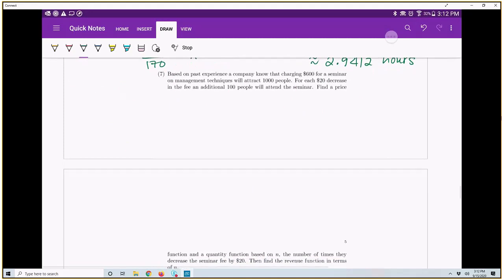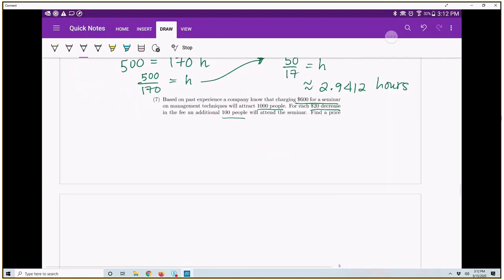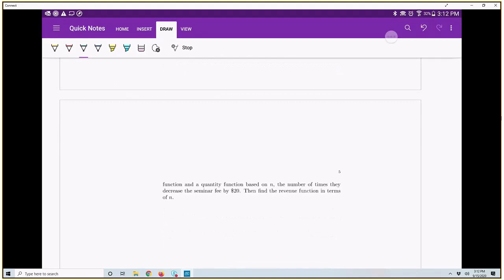Okay, now we have, based on past experience, a company knows that charging $600 for a seminar on management techniques will attract 1,000 people. For each $20 decrease, 100 additional people attend the seminar. So this question asks us to find a price function and a quantity function based on n, the number of times they decrease the seminar fee, and then find the revenue function.